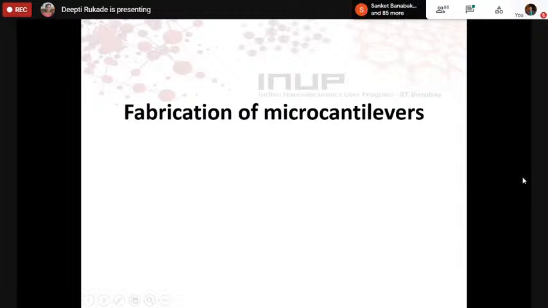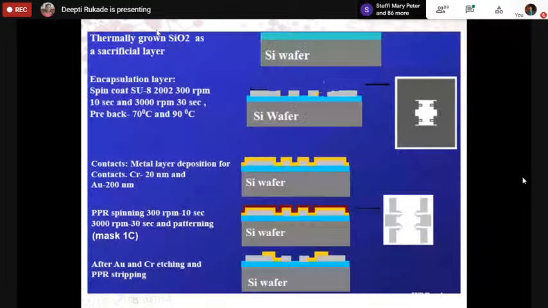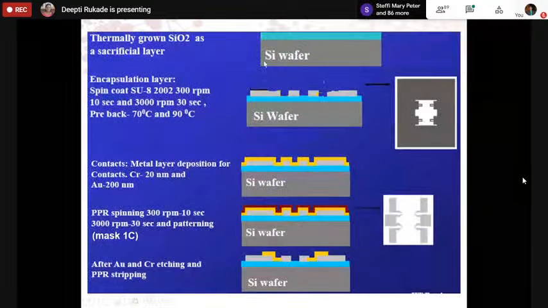Okay, so now we have covered almost all the things apart from the characterization. Since the seminar is related to MEMS, I would like to show, here I've just briefly explained.